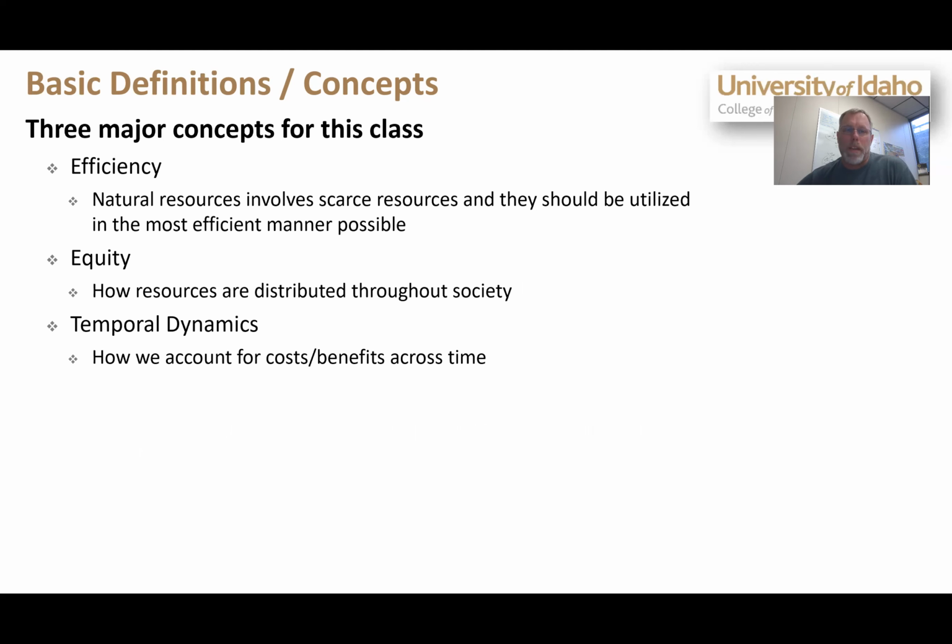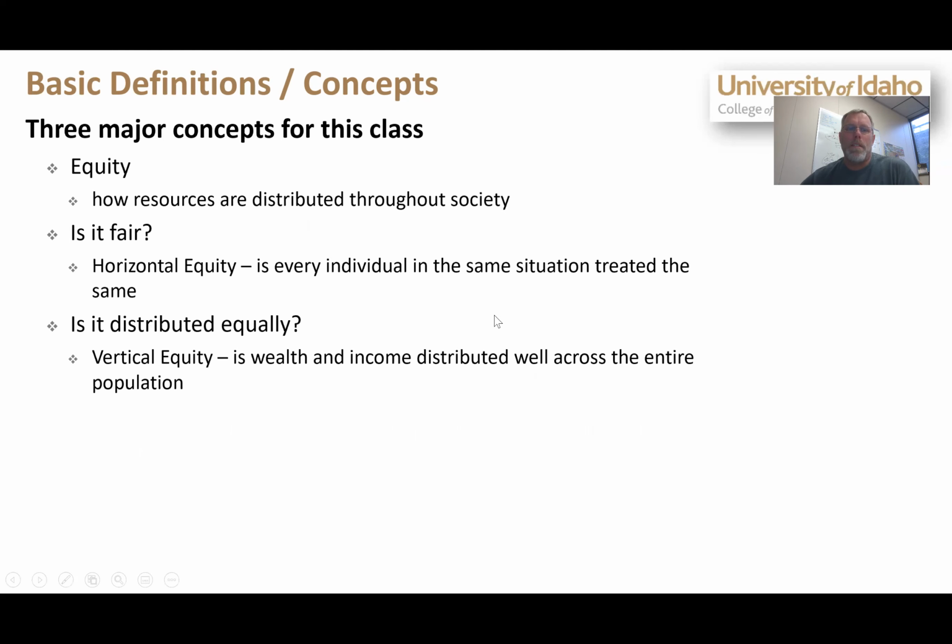Okay, so back to these 3 basic things again. And when we're looking at equity, there were 2 ways I said we might look at equity. One is that, is it fair? So equity is everyone in the same situation treated the same way. That would be, say, horizontal equity in a market. And then this vertical one is the wealth and income distributed equally or fairly across the entire population. So both those things are important. It's important that we treat people fairly, and it's important that things get distributed in a way that makes sense.